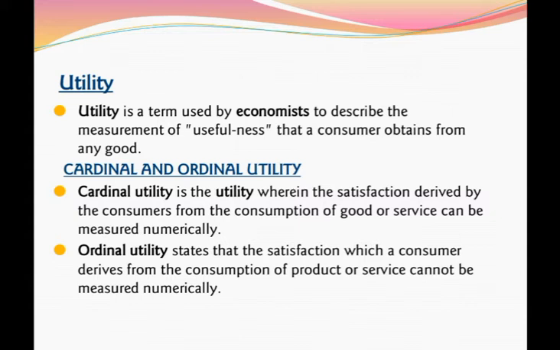Two types of utility are there. First one is cardinal utility. This is basically that utility which we can measure in terms of numbers, or which can be numerically measured. Second is ordinal utility. In ordinal utility, the satisfaction cannot be measured in terms of numbers. It can only be measured with terms like more, less.